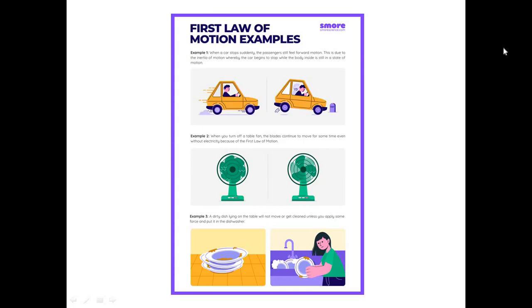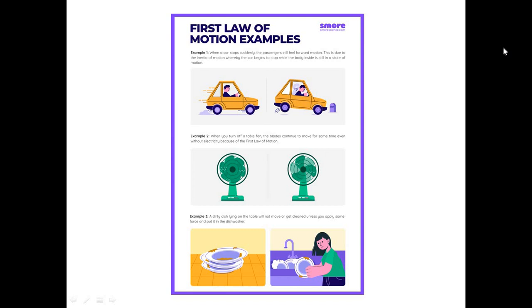When a car stops suddenly, the passengers feel themselves moving to and fro, mostly a forward motion, right? This is due to the inertia of motion. This is because of the inertia force. So the heavier the object, the more the inertia, and vice versa.